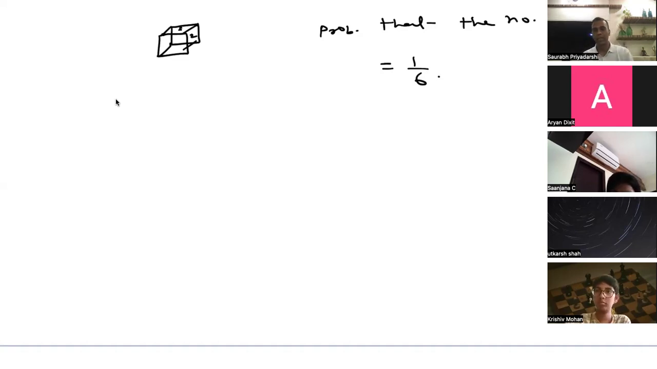The probability says that in a regular, unbiased dice, the numbers written on it are 1, 2, 3, 4, 5, and 6, right? The probability to get a 6 is 1 by 6. So what I'm asking, what is the meaning of this 1 by 6? One of the faces is 6. Okay.